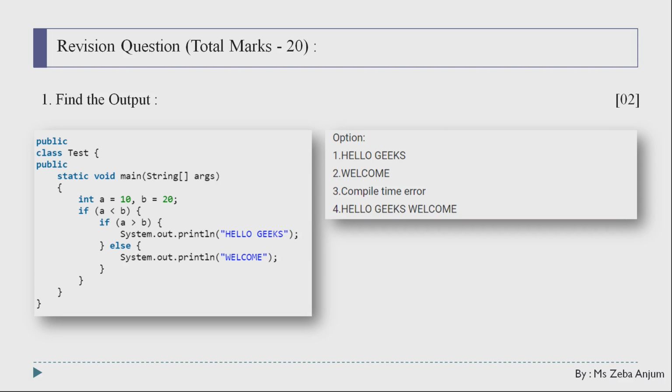You have to do these questions in your copy, so note down the questions. First one is find out the output on the left hand side. You can see this is a question. You have to solve this one, and on the right hand side you have four options. Please solve this question, bring out the output and match your answer with the options over there. And this question is of 2 marks.